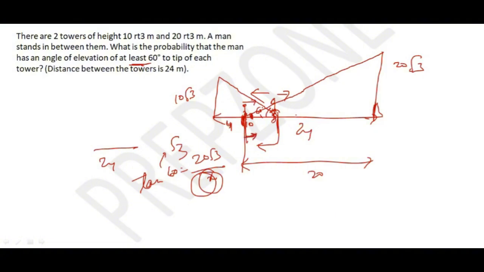Now, this was 10. This is 4, right? Which means the only distance he can travel is from here to here. This is the only favorable outcome. And what is this distance? This is 10 minus 4, 6. So the only favorable distance for this person to walk such that it is at least 60 degrees from both of the towers is 6. So the answer is 6 by 24, 1 by 4.